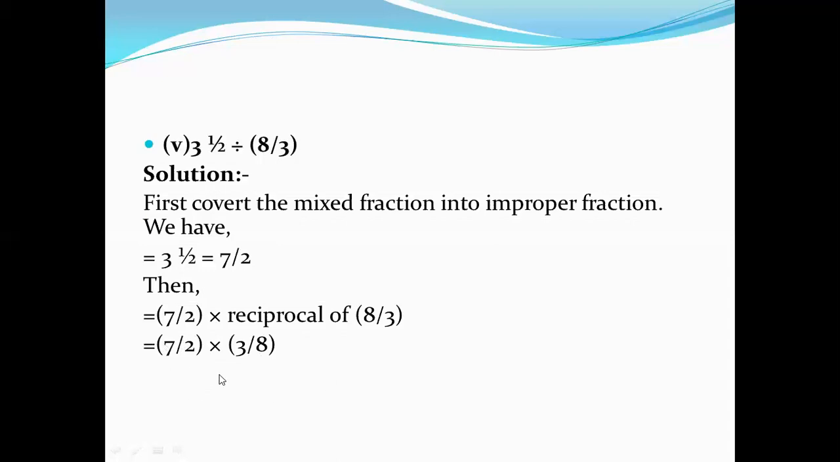The numerators are 7 into 3, the denominators 2 into 8. Can you cancel? No. 7 3s are 21 divided by 2 8s are 16. So the answer is 21 by 16. If you want, you can change it into a mixed fraction. Thank you children.